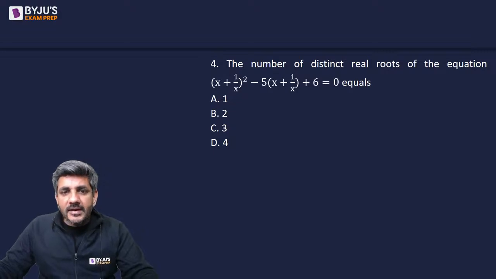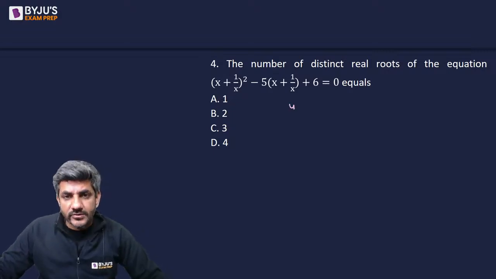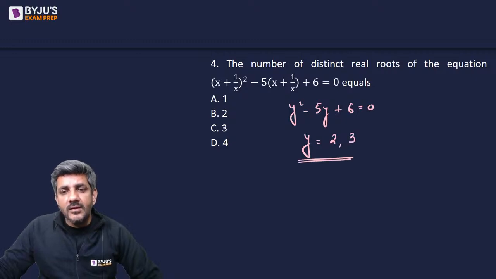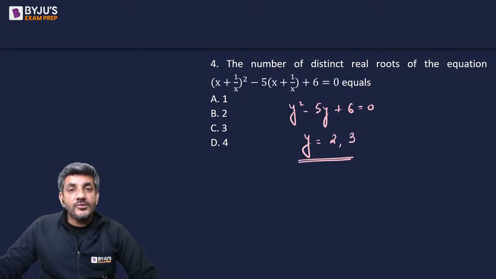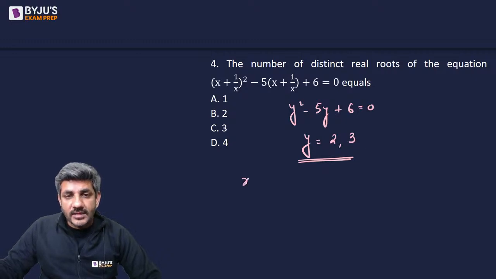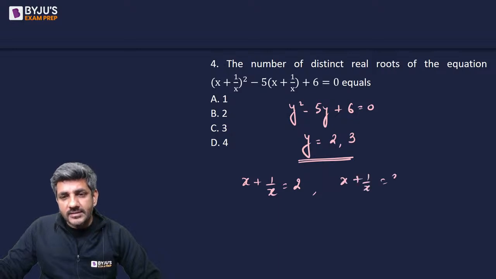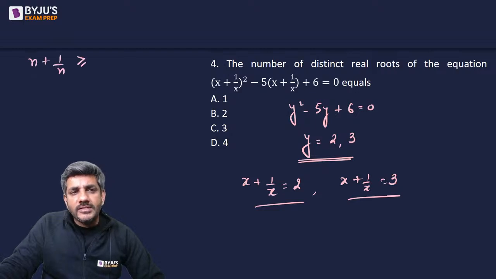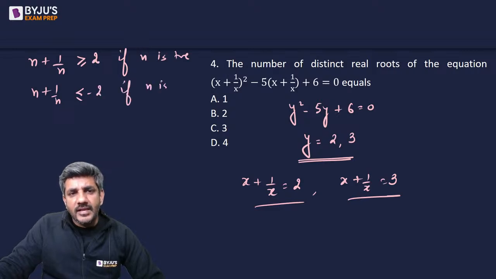So for one minute, let me first take x plus 1 by x as y. So it's like y square minus 5y plus 6 is equal to 0. And for this quadratic equation, you will have 2 roots, 2 and 3, because it is (y minus 2) into (y minus 3). So either y is equal to 2 or y is equal to 3. That means either x plus 1 by x is equal to 2 or x plus 1 by x is equal to 3. Now there is a simple rule that n plus 1 by n is always greater than or equal to 2 if n is positive, and n plus 1 by n is always less than or equal to minus 2 if n is negative.